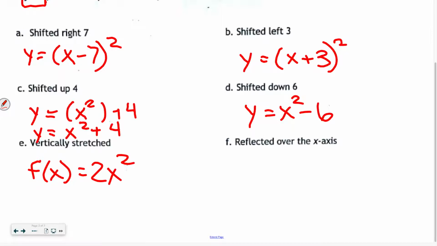Let's see. Reflection in the x-axis. Oh, Logan, you want to do it? Okay. Y equals negative x squared.